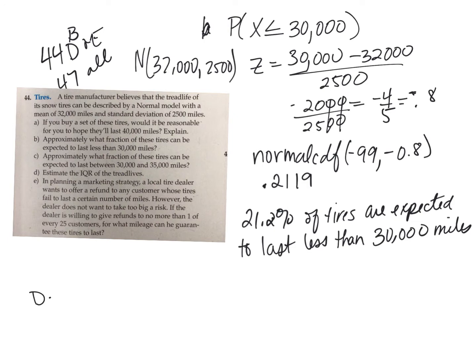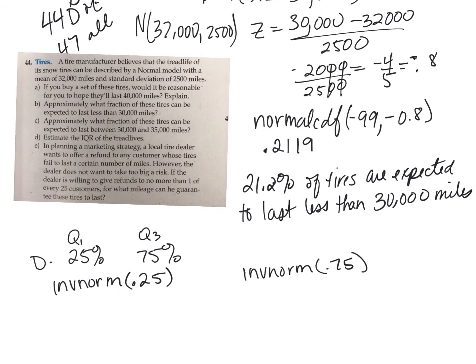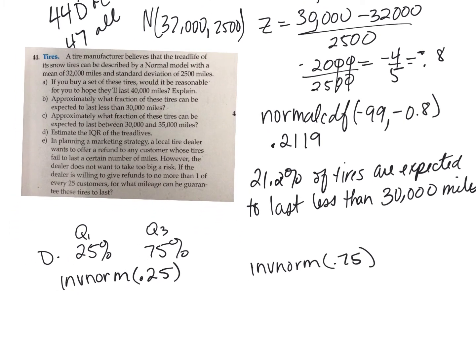So part D, estimate the IQR of tread lives. So I need to find 25%, this is Q1, and Q3 is 75% of the data. So I do inverse norm 0.25, and I'll do inverse norm 0.75. I kind of want to talk a little bit about using the calculator and not rounding in the calculator, because we really should be rounding on our paper and not rounding until we are done in the calculator.